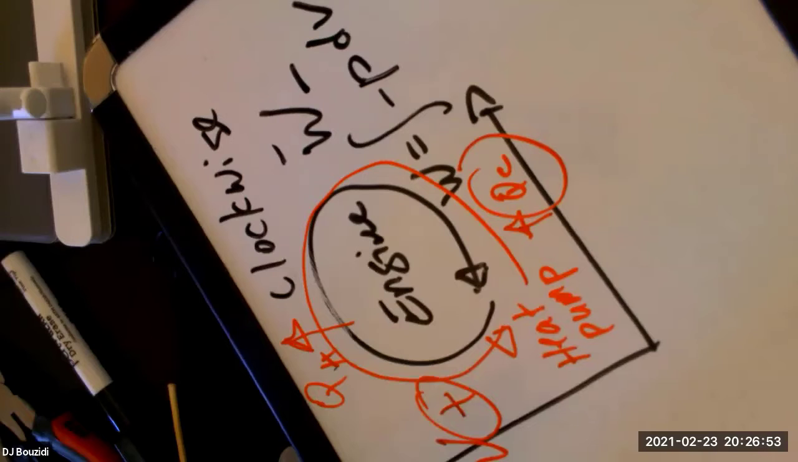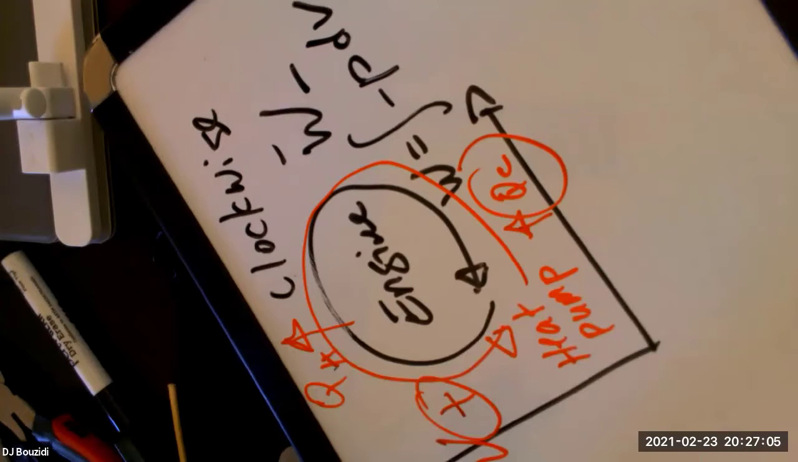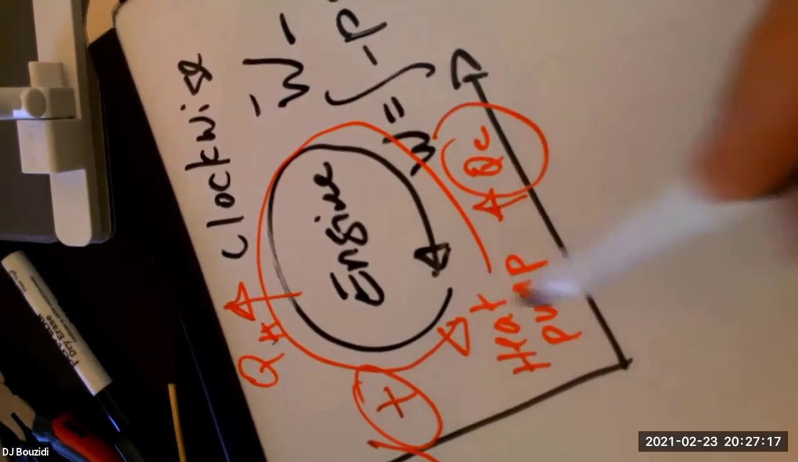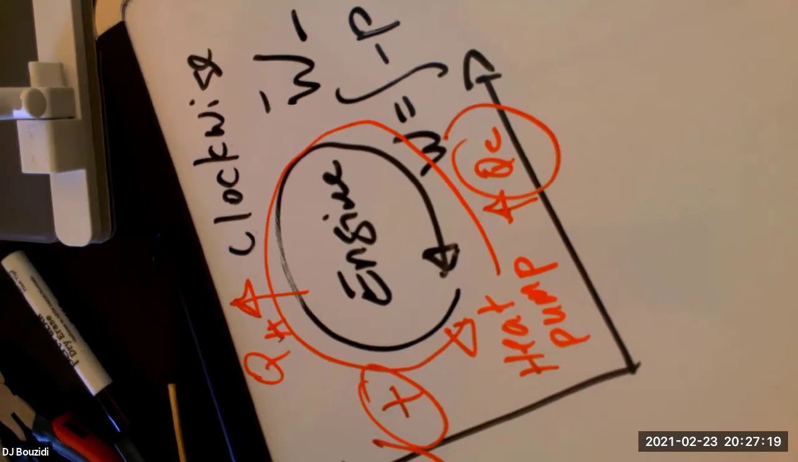It's the opposite. QC over the net work. That is actually the coefficient of performance. But it is QC, because your ultimate goal is to make it cooler. You don't care about QH in that sense. It's more like the heat going into it. The point here, by the way, is that the coefficient of performance is usually more than 1.